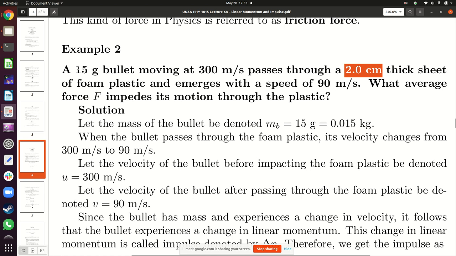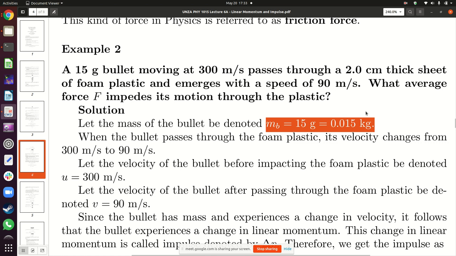We use the fact that the bullet has got mass and it has velocity, 300 meters per second, and it came out of the plastic with a lower velocity. Since the velocity of the bullet reduced, it means that the momentum of the bullet changed. So we can work out what the change in momentum is. And how do we work out the change in momentum? We need to know the mass of the bullet. But in this case, the mass of the bullet is in grams. So you can't do calculations in grams. You need to change the mass of the bullet to be in kgs. So we end up having 0.015 kgs.